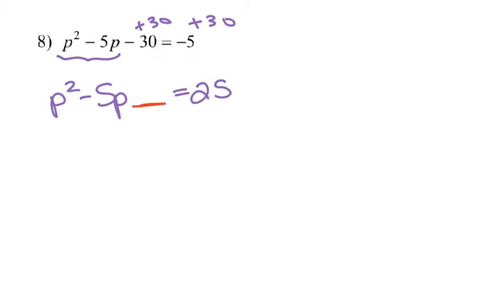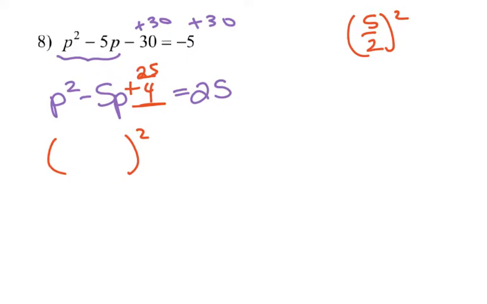Okay, to get my completed square, I'm going to have to take half of 5, so that's 5 halves, and then I'm going to square it. So that's going to be 25 over 4. So when I write my perfect square trinomial, it's going to be p and then minus, and then the number that goes there is either the 5 halves, if you want to do this divided by 2, or it's the square root of that number.